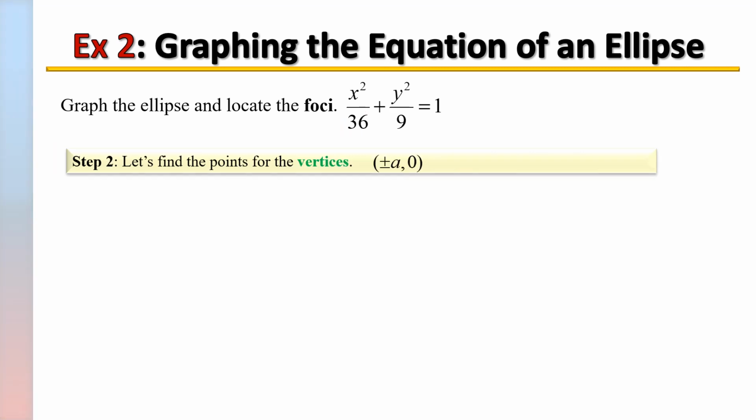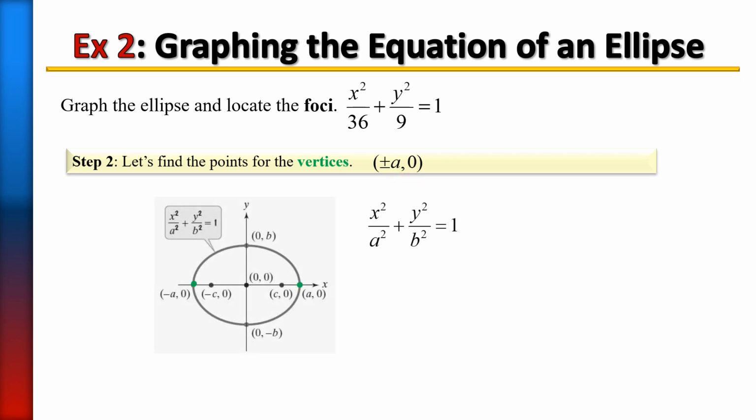Now let's find the points for the vertices. The vertices are going to be located at plus or minus a, 0. To find the value of a, if we look at the denominator, we can see that a squared equals 36. To solve for a, all we need to do is take the square root of both sides, and we can see that a would be plus or minus 6. So our vertices are the points negative 6, 0, and 6, 0.